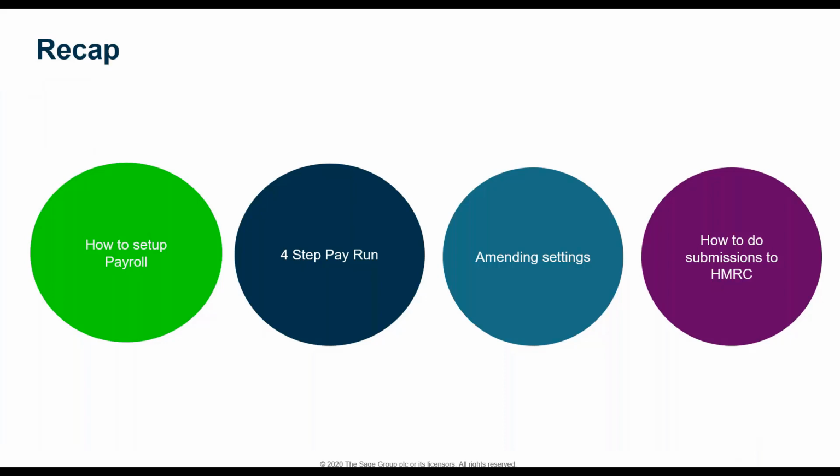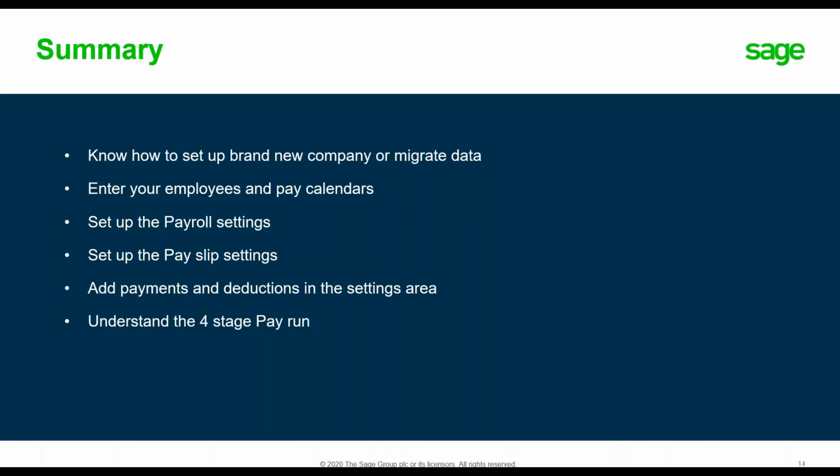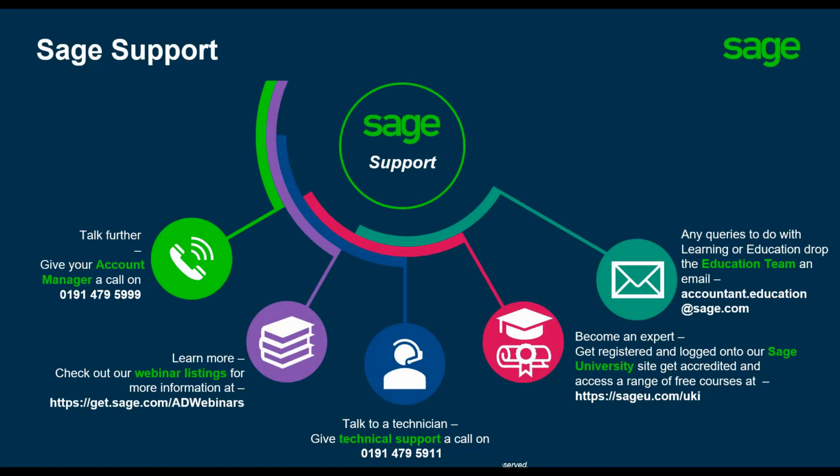So now let's recap. What we've gone through is how to set up a payroll, a 4-step payroll, amending the settings, and how to submit to HMRC. So let's summarize everything. Now you know how to set up a brand new company or migrate your data in, enter your employees and pay calendars in, set up the payroll, set up the payslip settings, add any payments and deductions within the settings area, understand the 4 stages of the pay run, and view any reports that you need to.